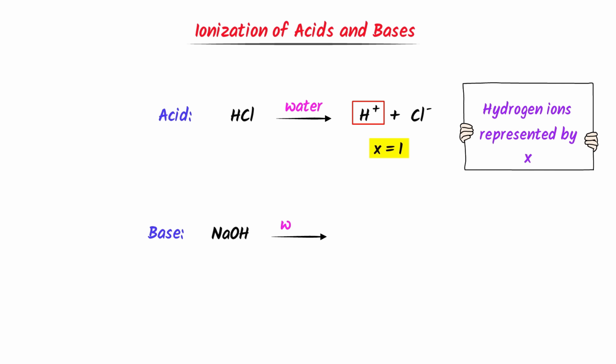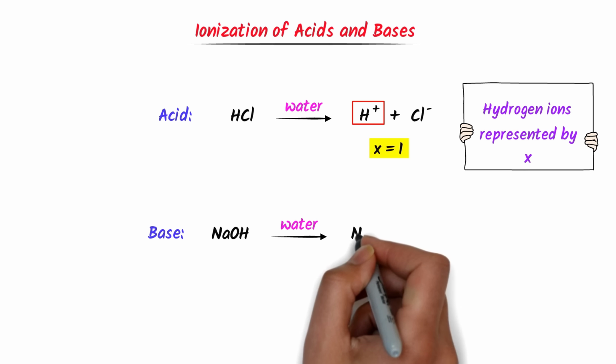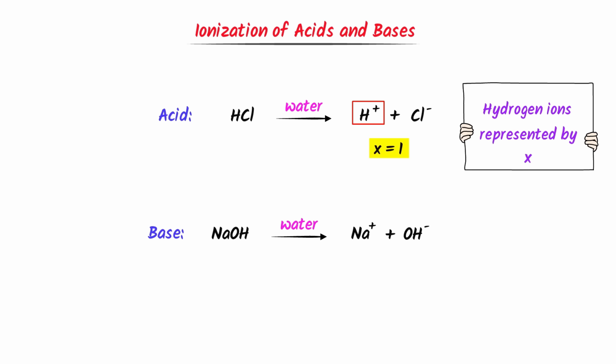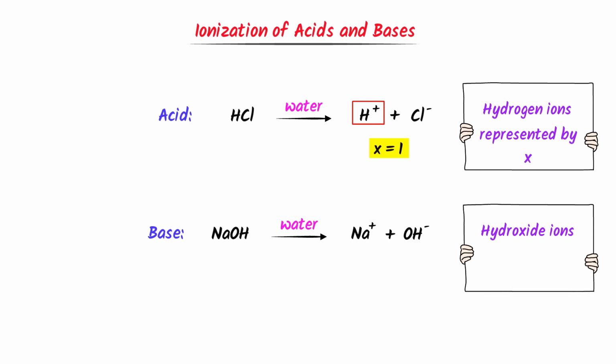Secondly, when we add sodium hydroxide to water, it breaks down or ionizes into sodium ion and hydroxide ion. The number of hydroxide ions is also represented by X. Thus in case of base, this X is equal to 1 means that if we take one molecule of sodium hydroxide, it will produce one hydroxide ion in the water. Therefore remember that X represents the number of hydrogen ions or hydroxide ions in the solution.